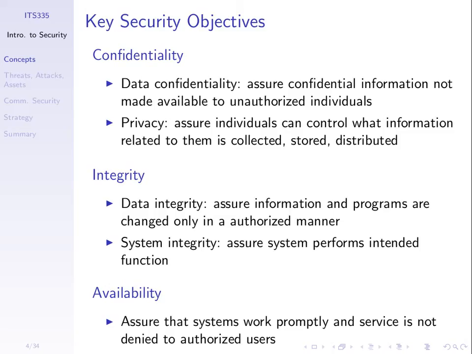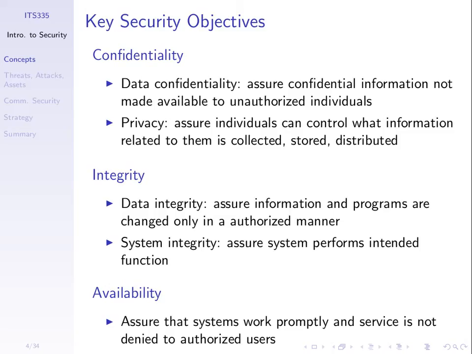The other key aspect of computer security is availability. We have a computer system or a computer network. We want to make sure that that computer system works as expected and responds in a reasonable manner, so promptly, and is available to the normal users.